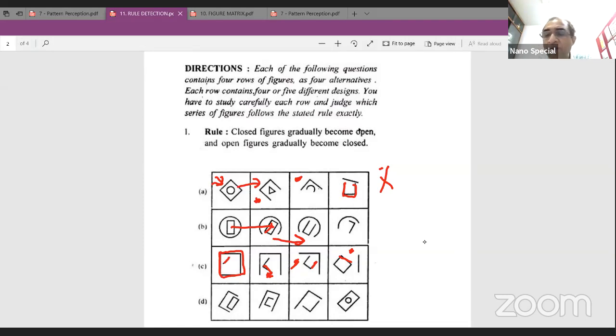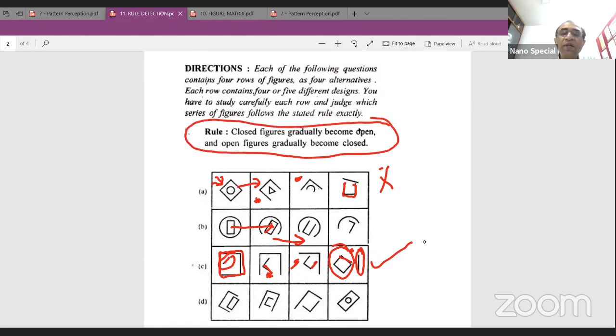Shrestha, your answer is not B. Just look at the reasoning that I'm trying to give. So what has happened to the square? The square after 3 transitions has become a line, and a line has become a square. So what are we talking about? A closed figure has become open, and an open figure has become closed. And for that reason, option C meets the rule completely. Closed figures gradually become open and open figures gradually become closed. And for that reason the answer is C.